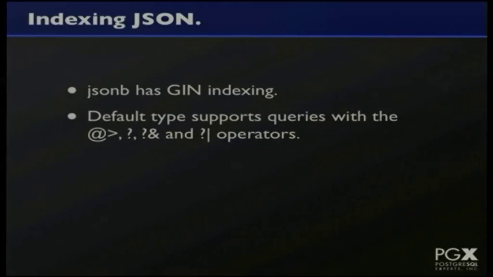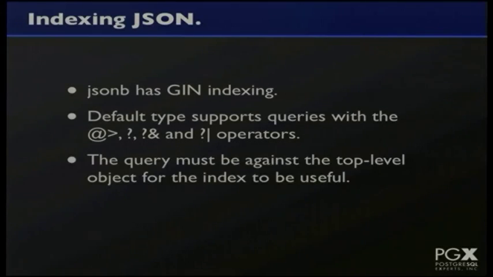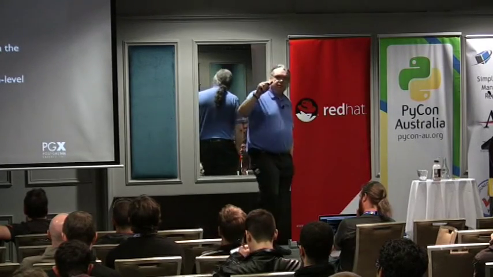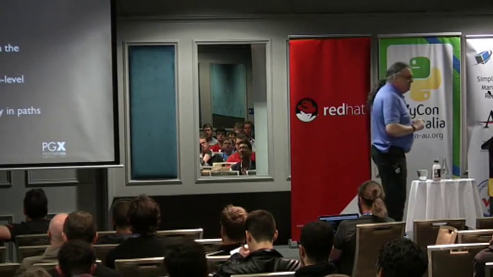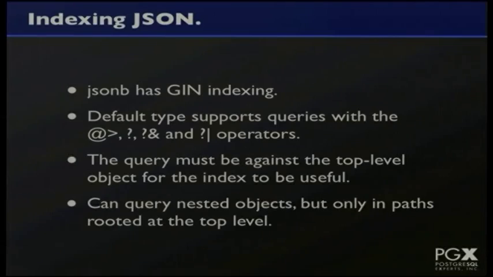JSON-B uses GIN indexing. It supports these operators in Postgres, which are path, key includes any key, includes all keys, includes any key. One thing about indexing is basically only the top level object in the JSON document is indexed. So we don't do deep level any key anywhere indexing yet. That's a feature that's coming in Postgres. You can query nested objects, but only paths rooted to the top level.